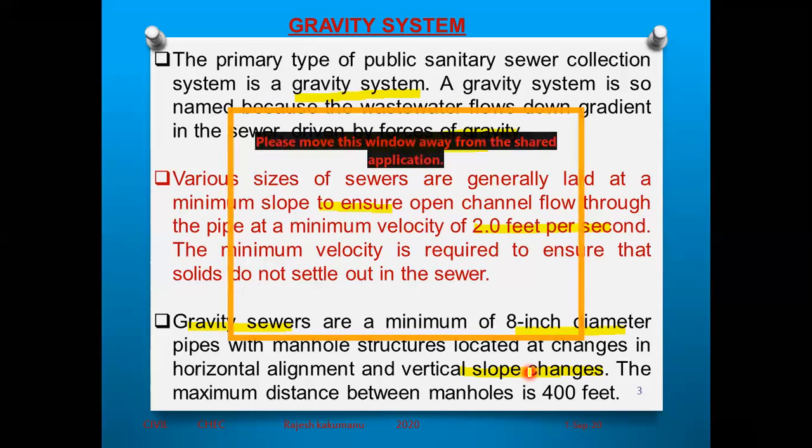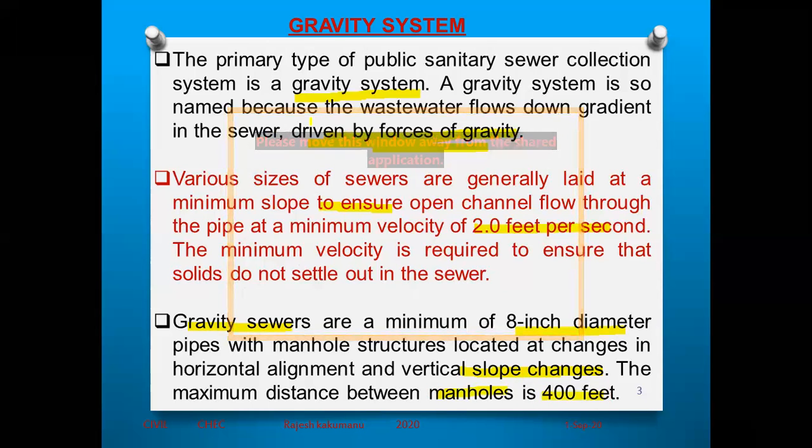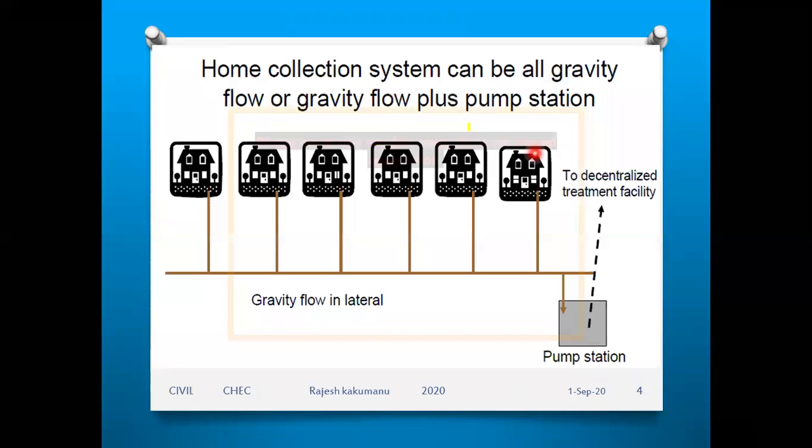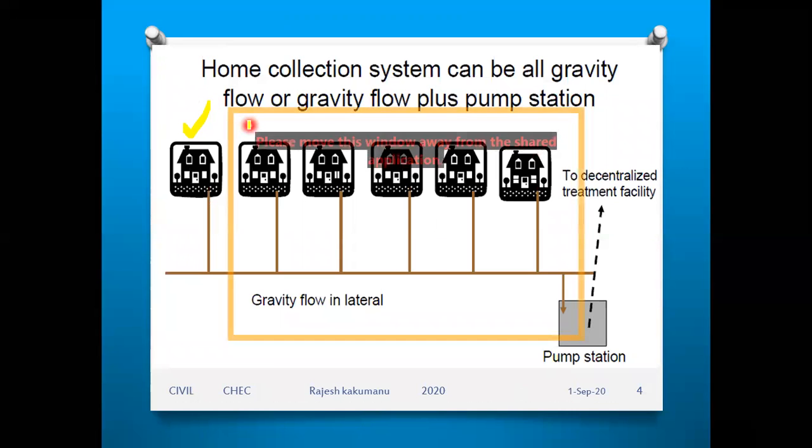Next, the maximum distance between one manhole and the next manhole is 400 feet. Okay, next, if you see the figure of the gravity type of collection system, these are all the residential areas located in any locality or town area. From all these houses, the waste is collected into the main sewer pipeline by means of gravity flow.